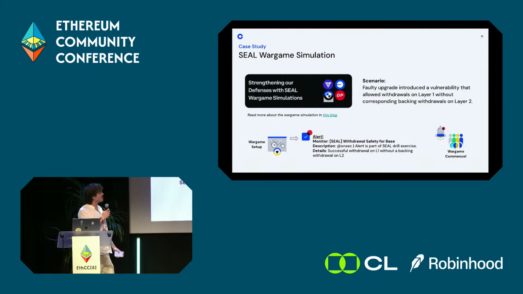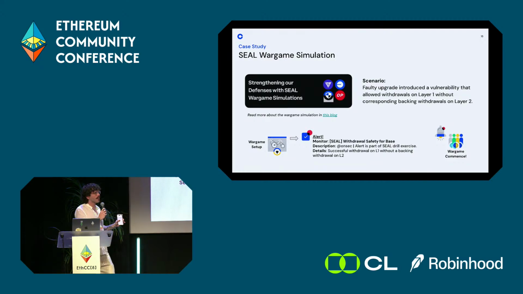Fortunately, in this war game, our monitors did work, and we got an alert indicating that there was a successful withdrawal on L1 without a backing withdrawal on L2. So when that happened, we needed to kick off the incident. This is where you have to get everyone in the room and actually start conducting: how do we mitigate this, what's going on, and start identifying the root causes.